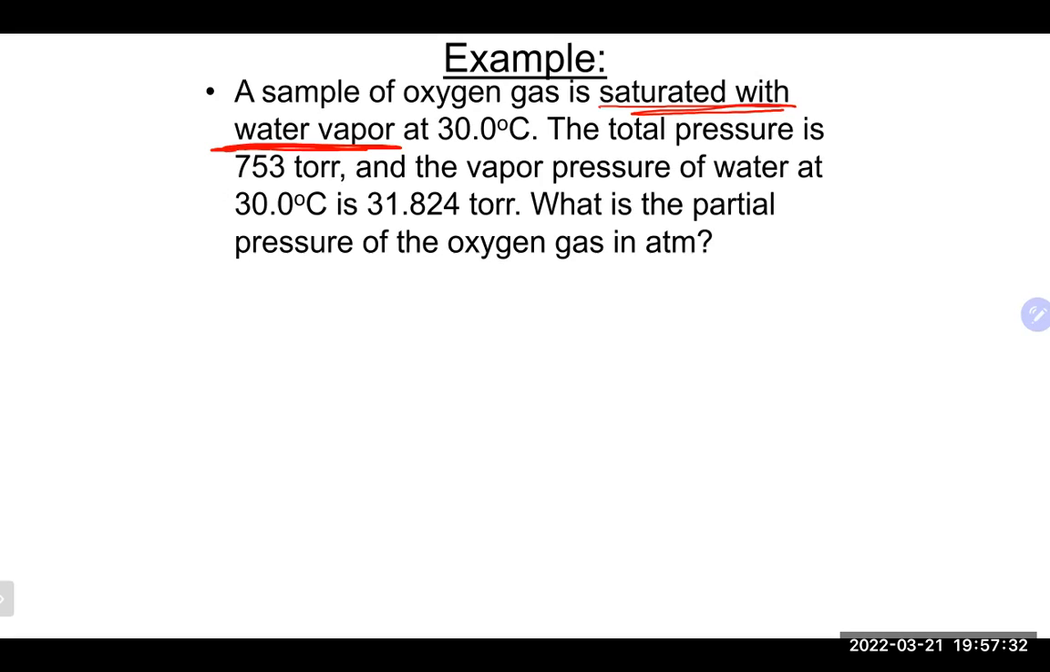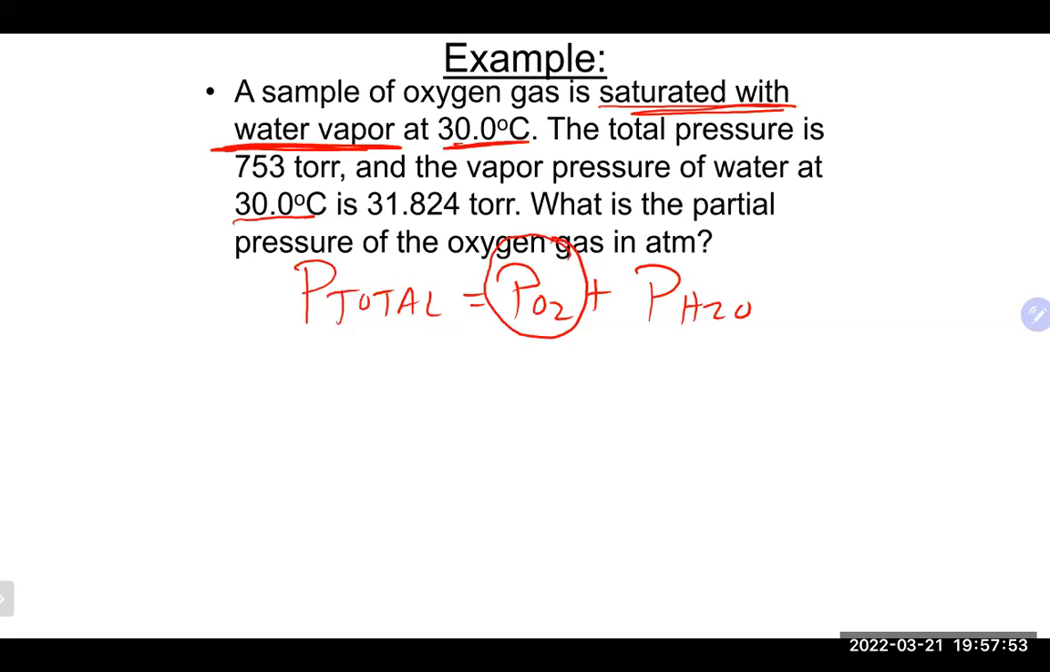The total pressure is 753 torr. The vapor pressure of water at 30 degrees, which is when this was run, is 31.84. So in this particular case, the total pressure is the pressure of the oxygen gas plus the vapor pressure of water. If we were doing this experiment, we would definitely be interested in just the pressure of oxygen. And to find the pressure of oxygen, it would be the total pressure minus the vapor pressure of water.